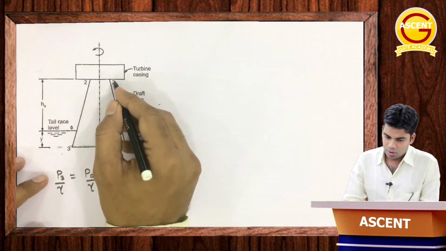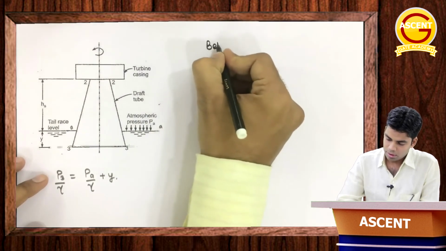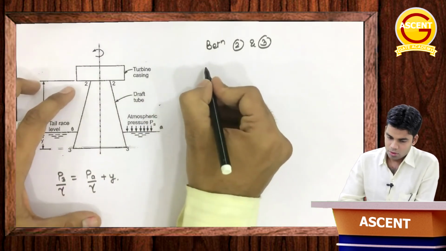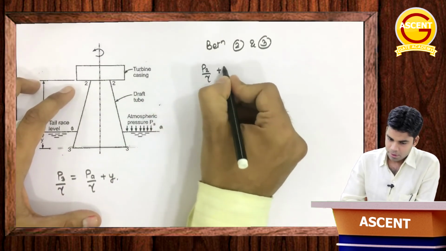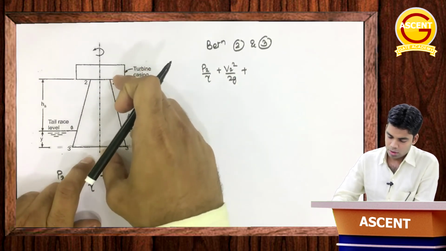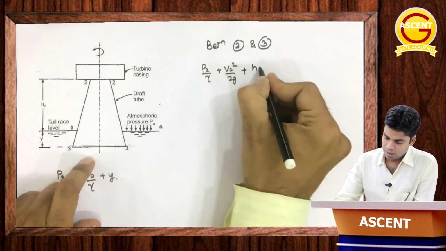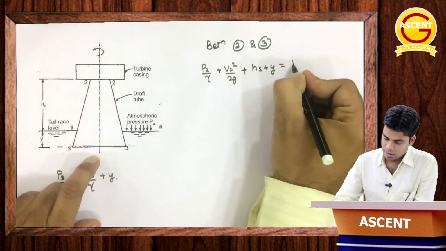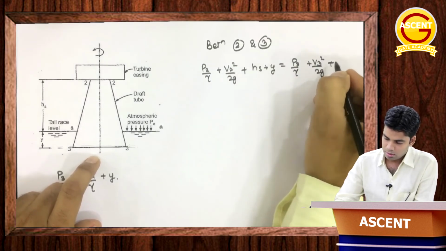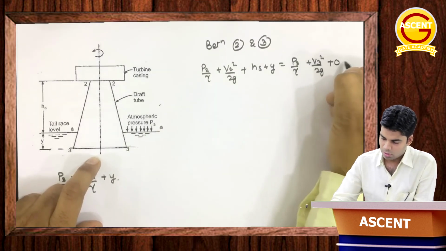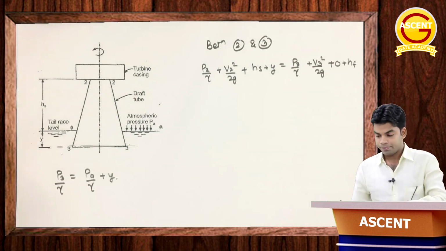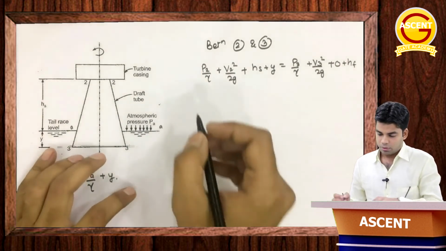Getting this? Now we will apply Bernoulli's equation between 2 and 3. This will be P2 by gamma plus V2 square by 2G plus Z2, and the total level is HS plus Y. This is equal to P3 by gamma plus V3 square by 2G plus Z3, which is 0. And further if there are certain losses, those losses will be taken into consideration, HF. Getting this or not?